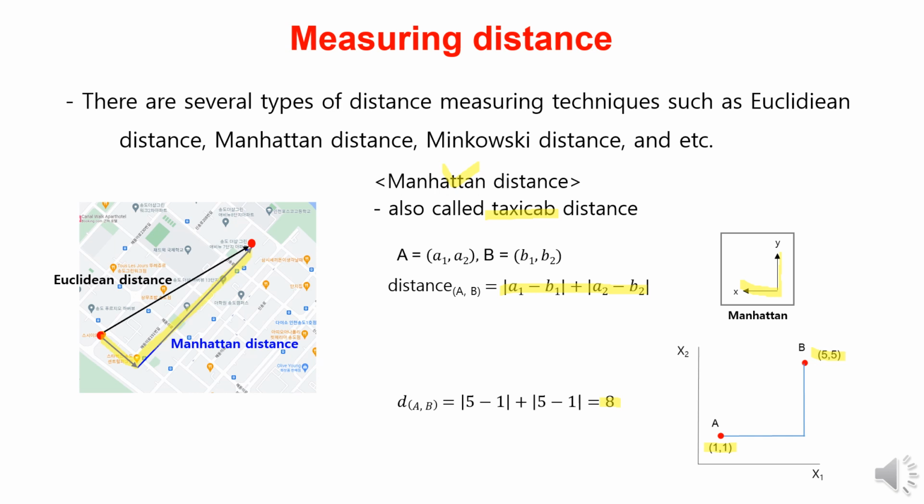Manhattan distance is known as L1 distance, while Euclidean distance is referred to as L2 distance. We will explain these terms in more detail in future discussions, particularly in the context of regularization methods to address overfitting in deep learning.